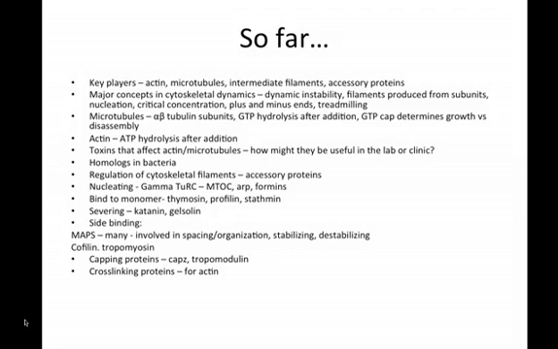For the MAPs, did you want us to know the specific ones, or just the categories? No, put them in categories. So I put MAPs just based on categories because there's so many, I don't want to list them all. But as you're going through them, put them all either in the category of involved in spacing and organization, stabilizing, or destabilizing. Okay, so far, this is what you need to know.